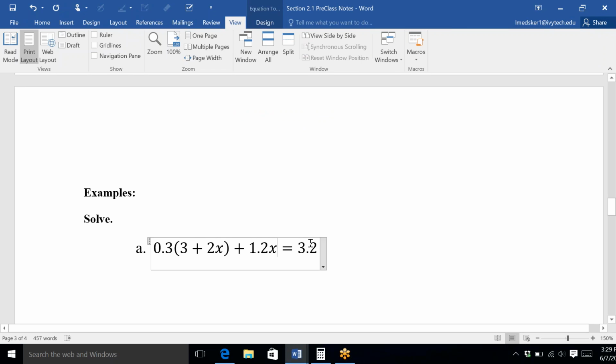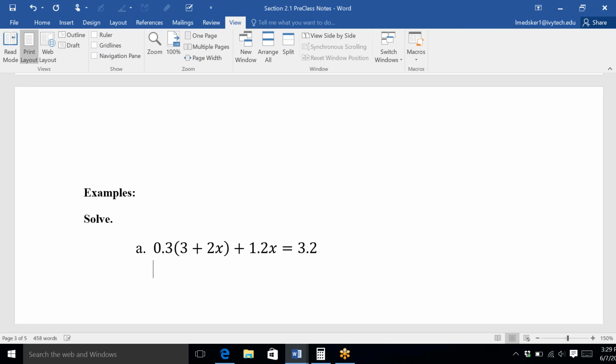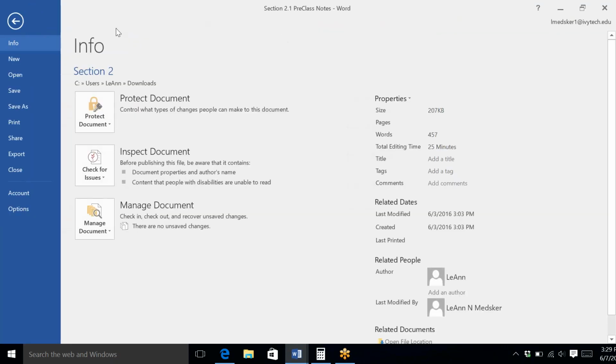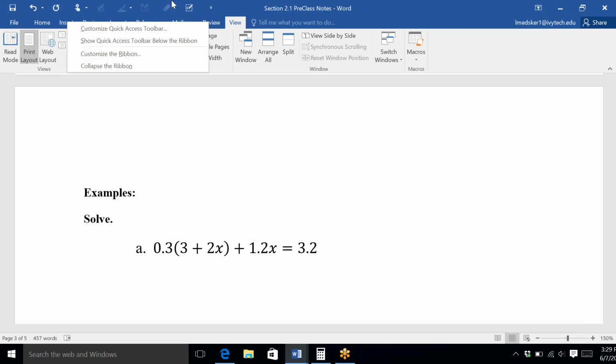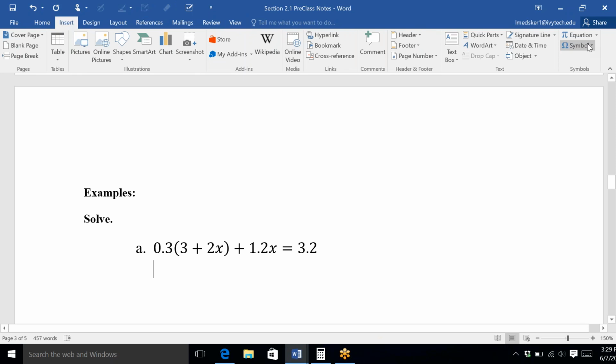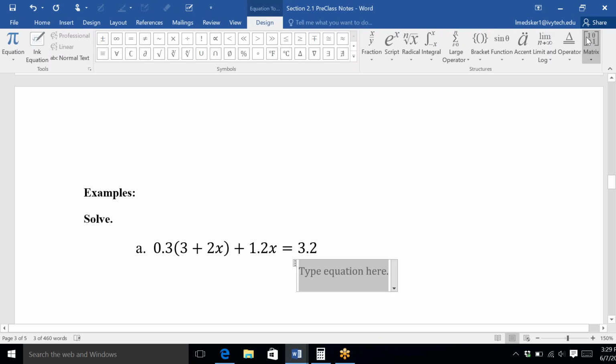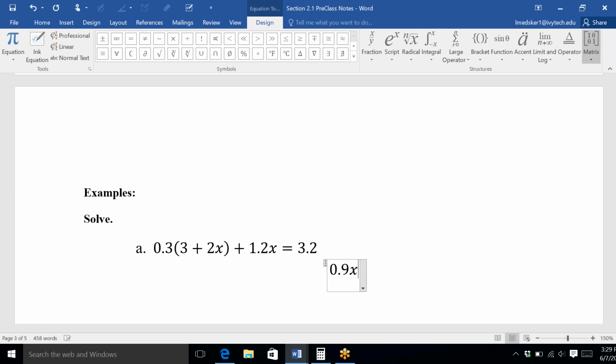This is a pretty basic one. There's no fractions. You can get rid of the decimals if you want. It's not required. I actually usually just work with decimals. They're not the worst thing that could happen. So if we wanted to work this out, get my equation editor up. 0.3 times 3, we would use our calculator or do that in our head. That is 0.9, plus 0.3 times 2x would be 0.6x. Bring down the plus 1.2x and the equal to 3.2.